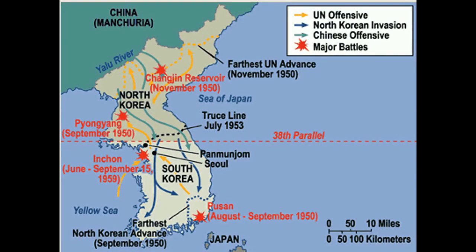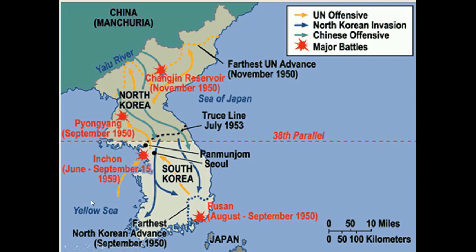So here we have the North Korean invasion, and this is in 1950. This is the North Korean advance pushing down, and this is Busan. This is the area where, of course, Americans and then eventually Canadians will land. So August to September 1950, U.S. forces help push back North Korean forces with the South Koreans.